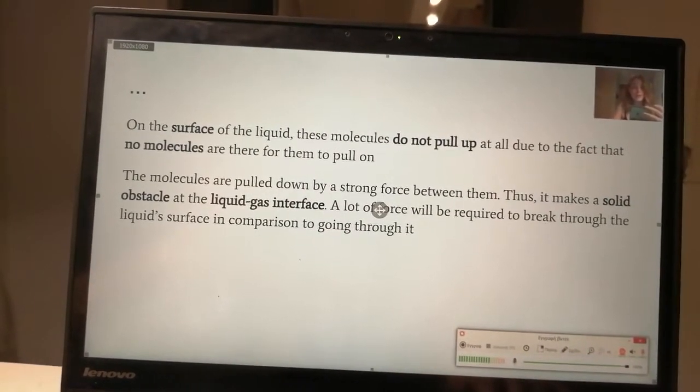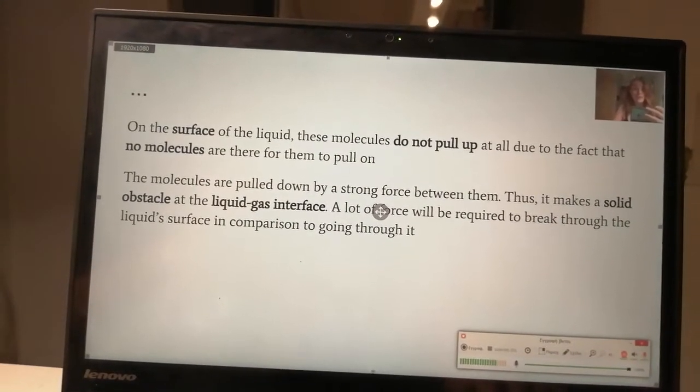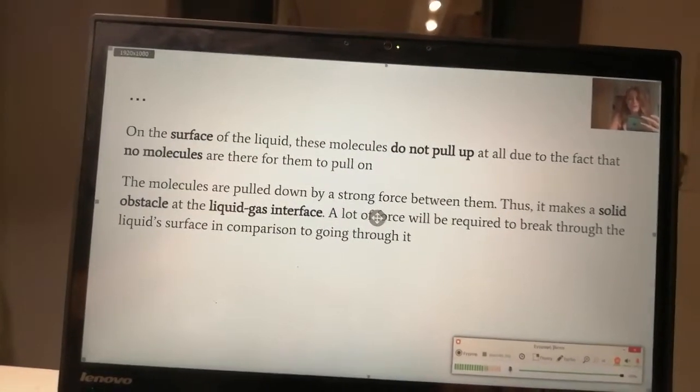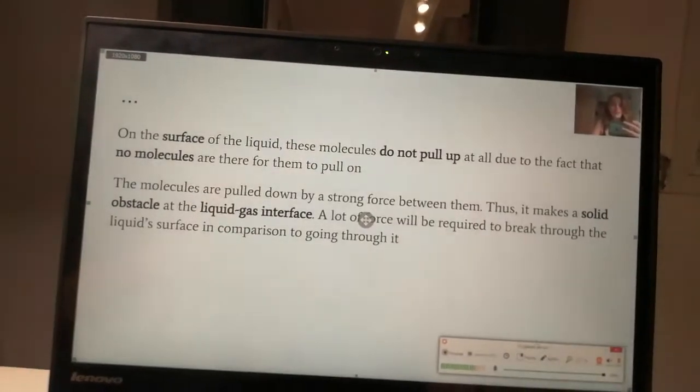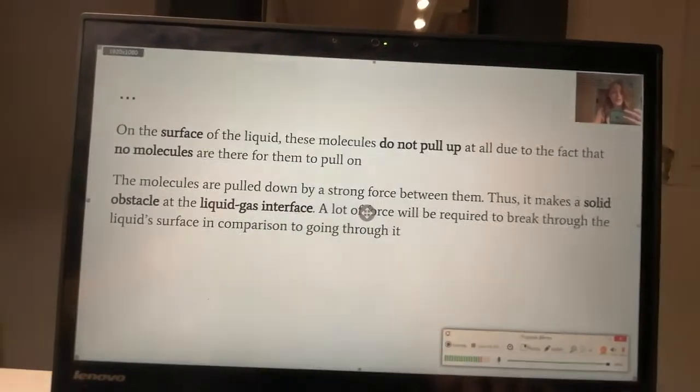On the surface of the liquid, these molecules do not pull up at all, since there are no molecules there for them to pull on. The molecules are pulled down by a strong force between them. Thus, it makes a solid obstacle at the liquid-gas interface. A lot of force will be required to break through the liquid surface in comparison to going through it.